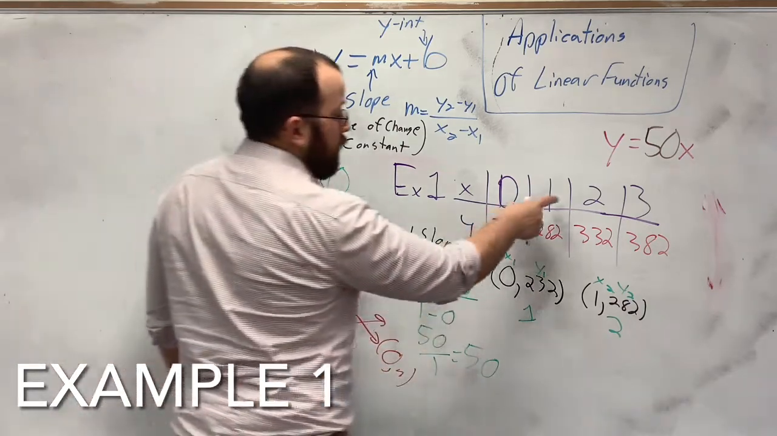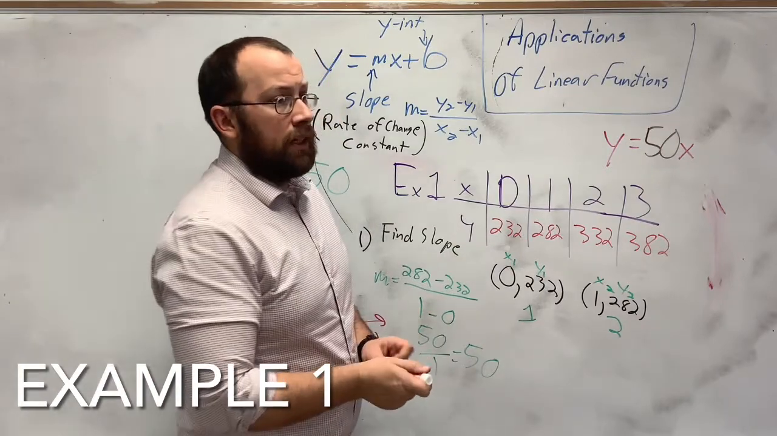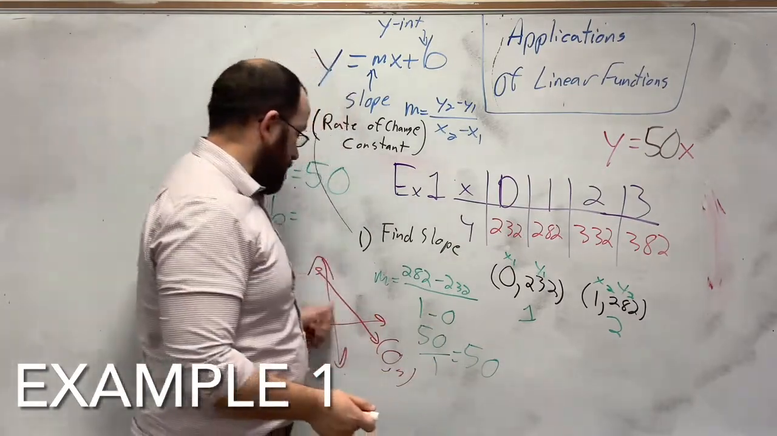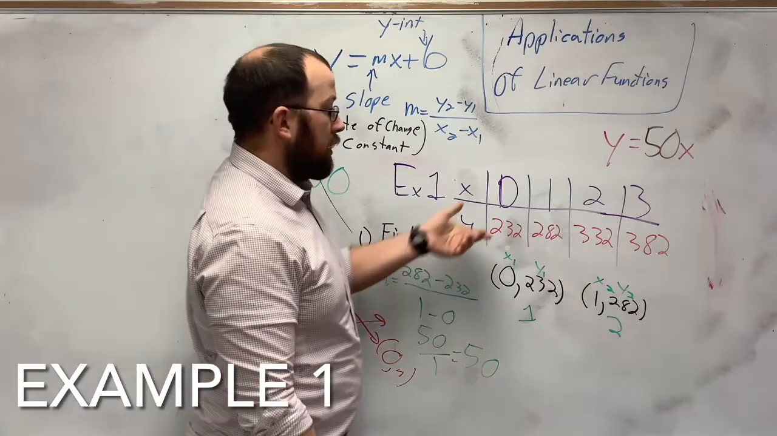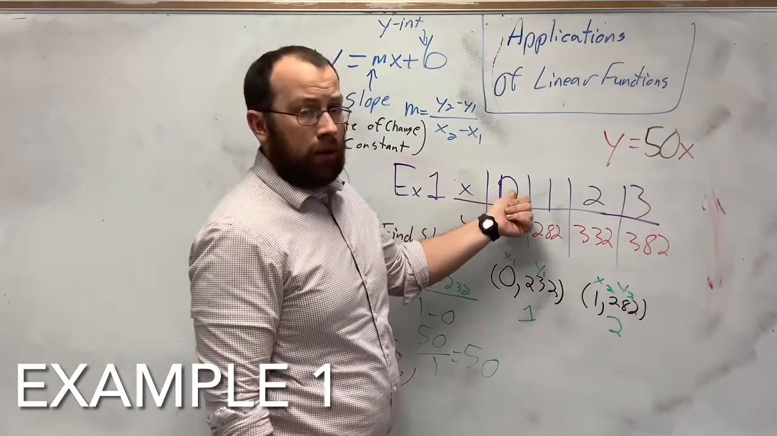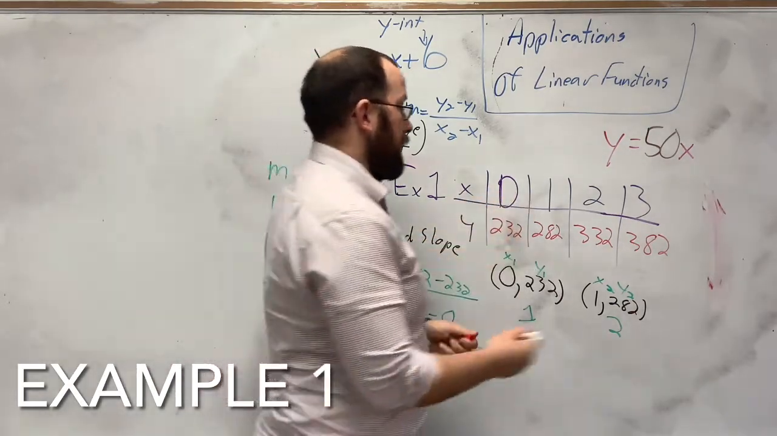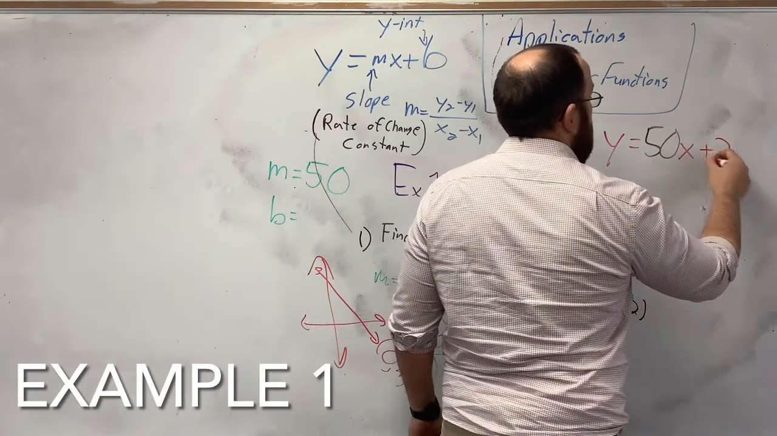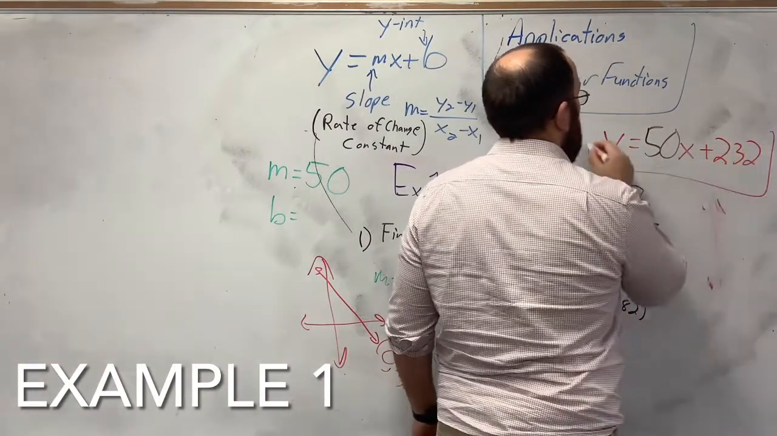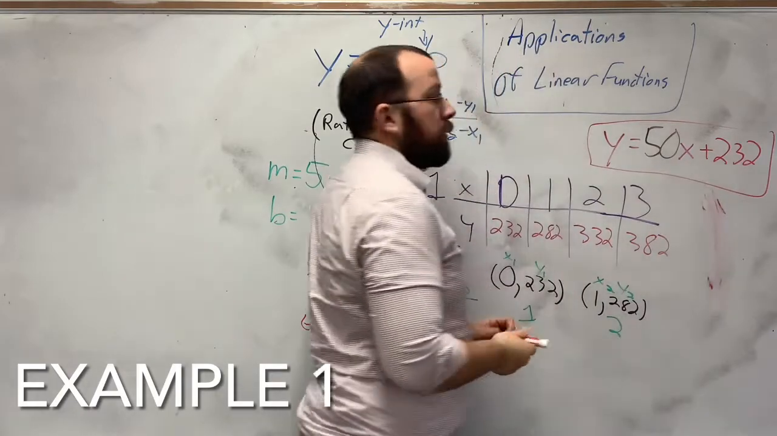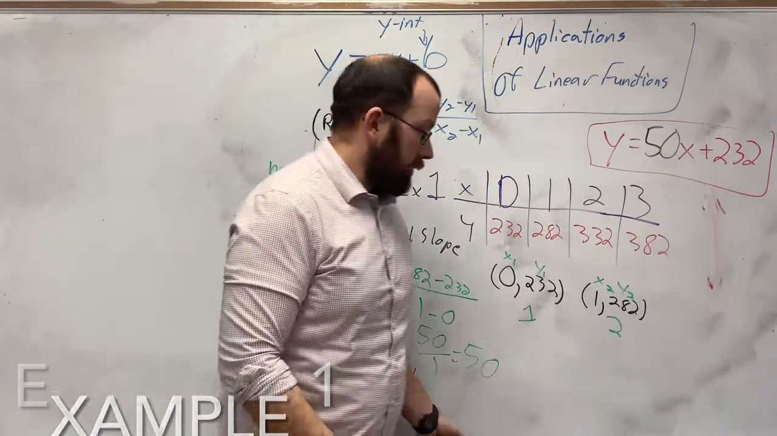When you're looking at a graph, you look at where the x is 0 to find your y-intercept. When you're looking at a table, if you have a 0, that means that is your y-intercept. And there's your equation from it.